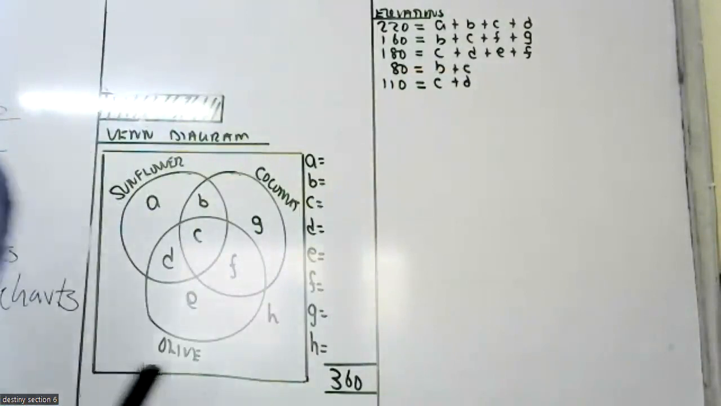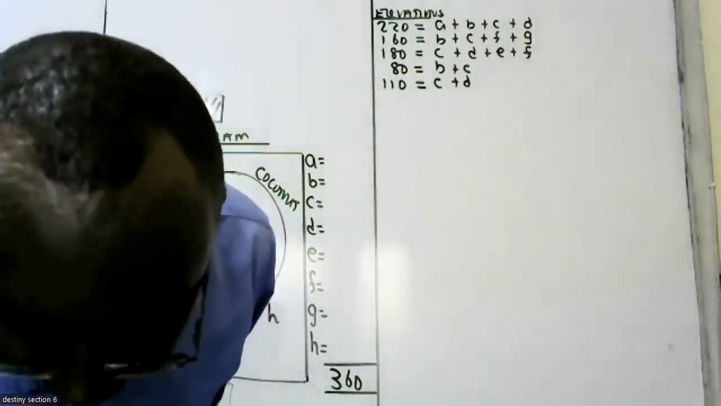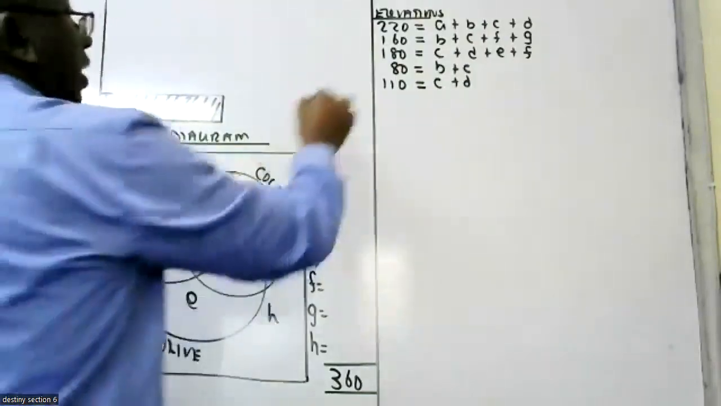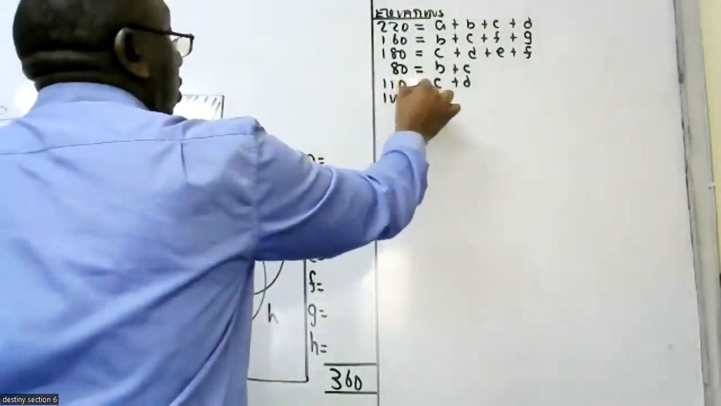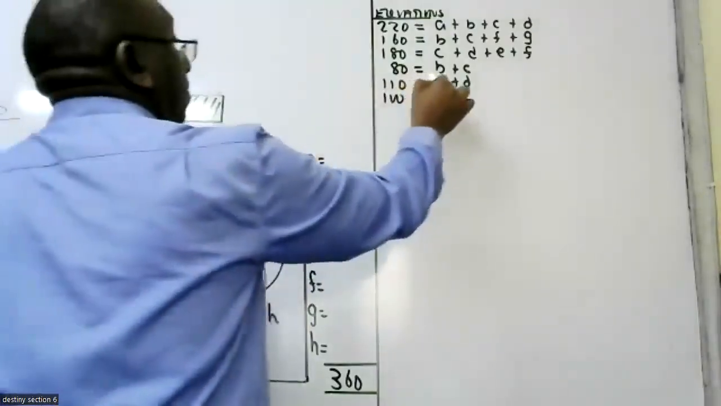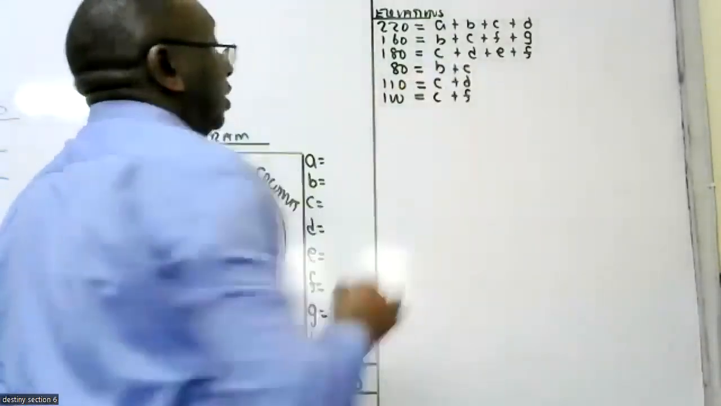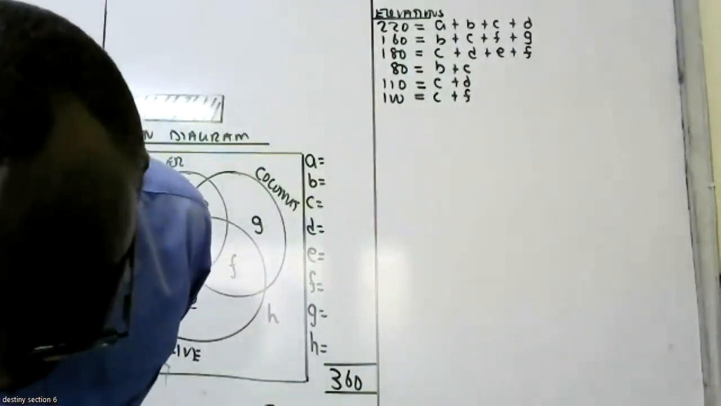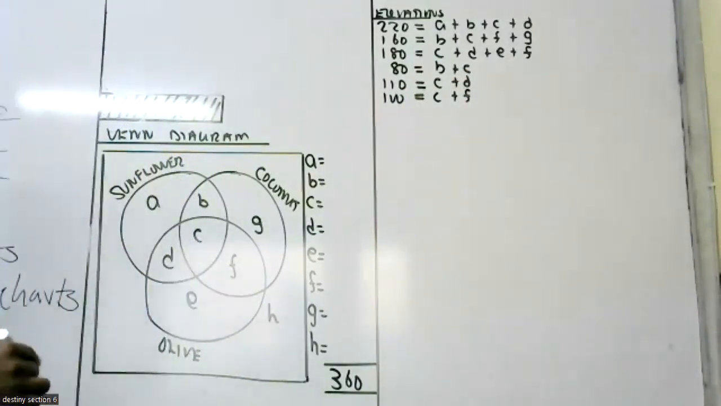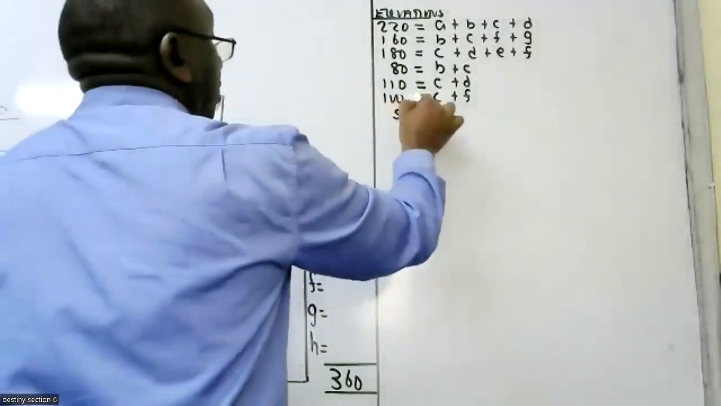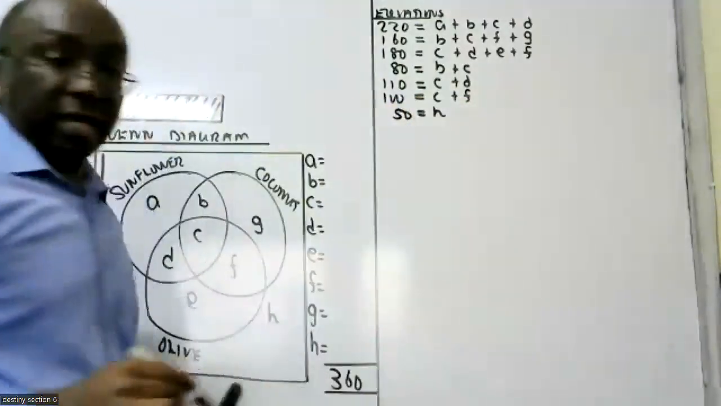Then 100 preferred coconut and olive. 100 is coconut and olive. That is C plus F. 50 preferred none. So if 50 preferred none, that must be H.